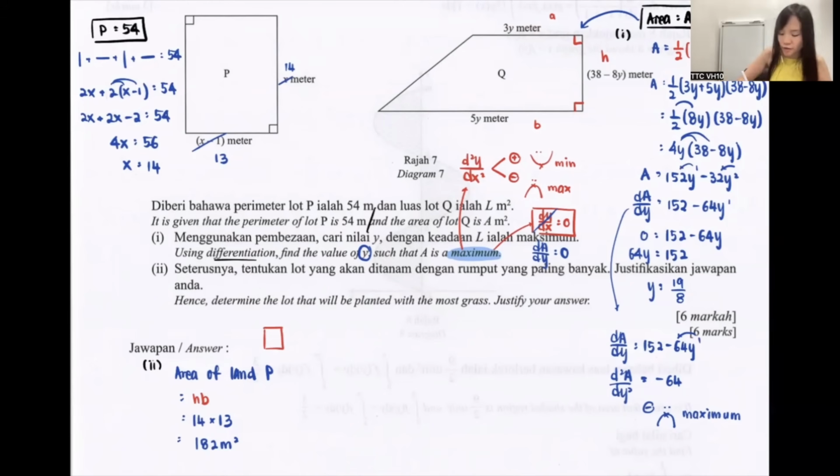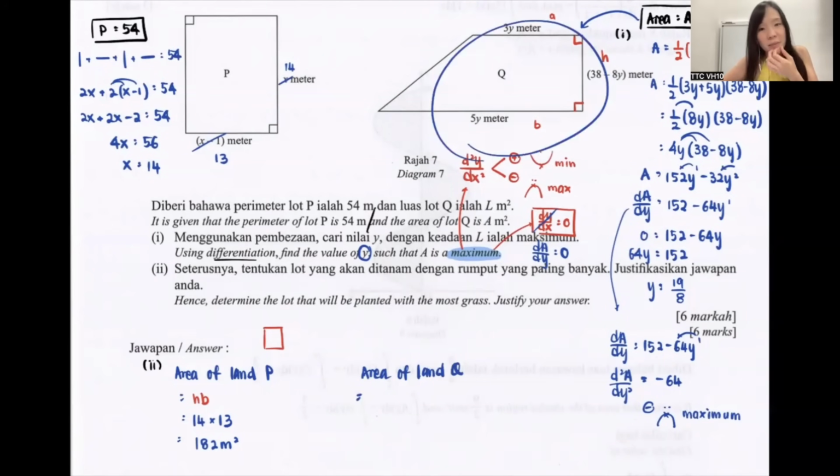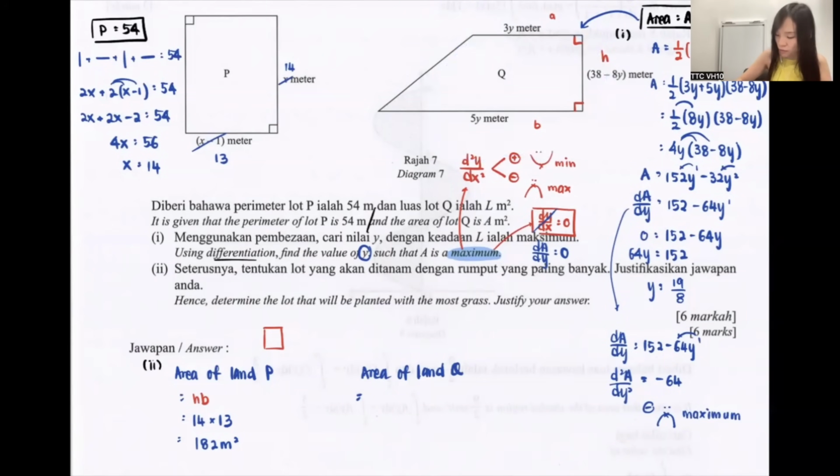How about the area for land Q? Need to find that also. So the area of land Q. You must be thinking, teacher, I have the y answer. Where is it? Just now you found it. Isn't it just now you already found out that your y is 19/8, and 19/8 is your maximum area? So that must be the biggest area that you can ever achieve. So definitely use that. But you cannot use y, you want the area, right? So isn't it sub the y back into your area equation?